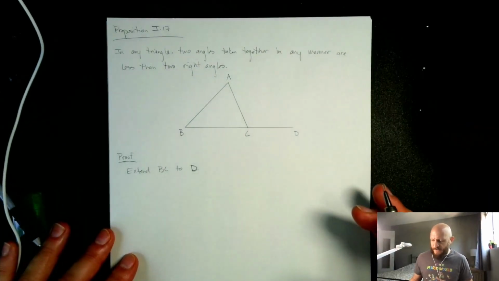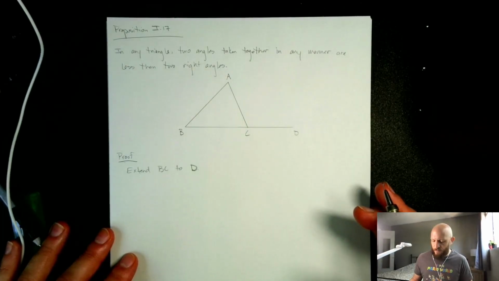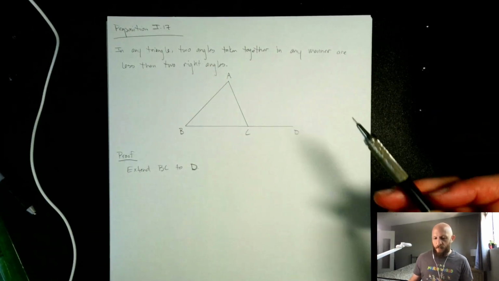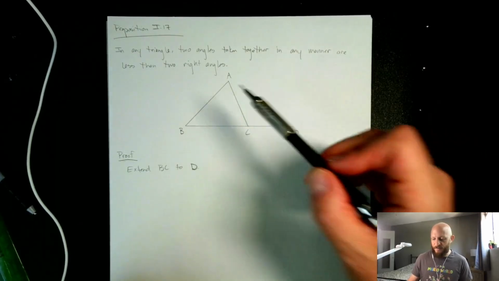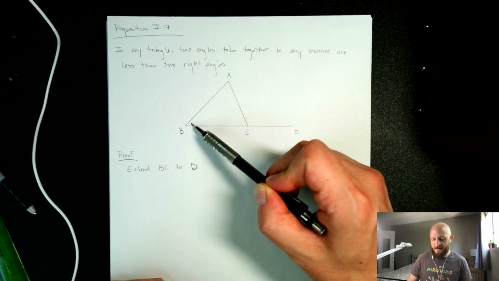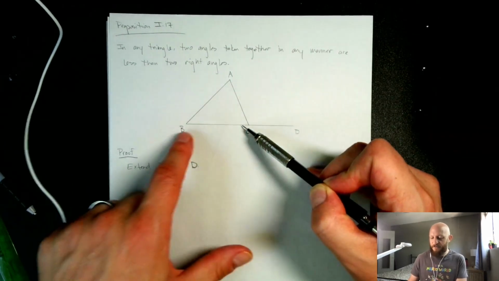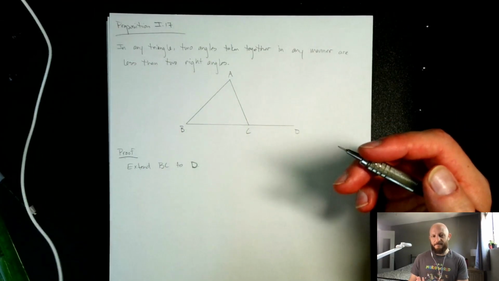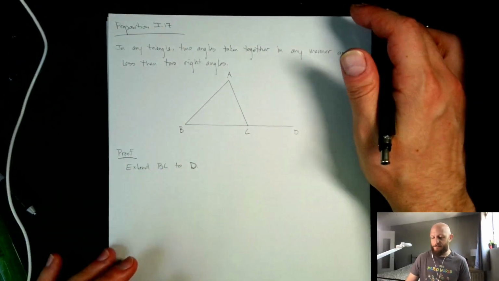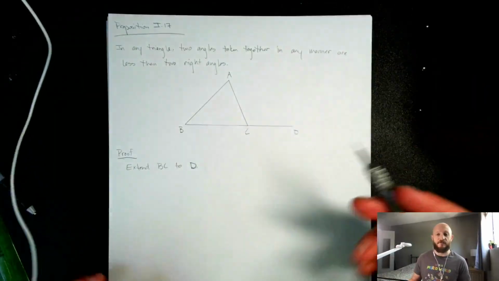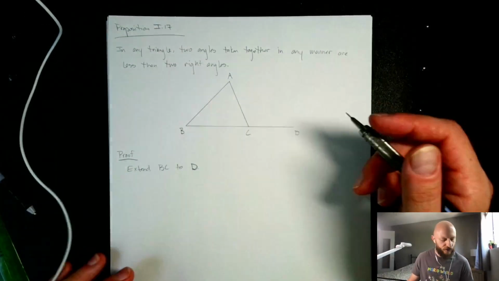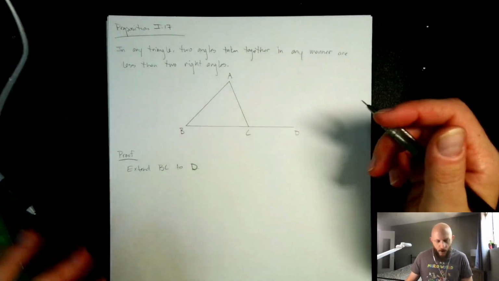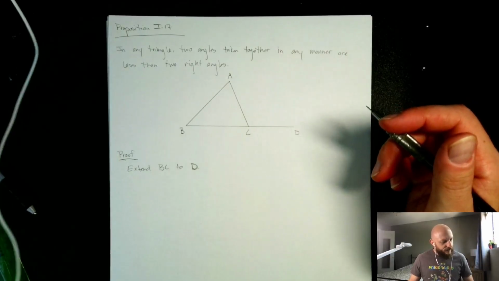What we're going to do, by the way, is prove that, in particular, angle ABC and angle ACB, the sum of those two, is less than two rights. It's a without loss of generality situation: because we prove it for those two angles, it applies to any pair of angles because you can just use the same argument. I was thinking about stating that at the outset, but I'll just say that at the end. So we've extended BC to D.